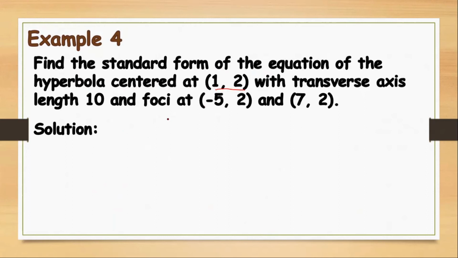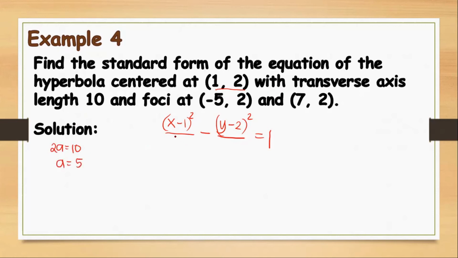So we have x minus 1 quantity squared over blank minus y minus 2 quantity squared over blank equals 1. So we have to find the values here. With transverse axis of length of 10. So 2a equals 10. Our a is now 5.